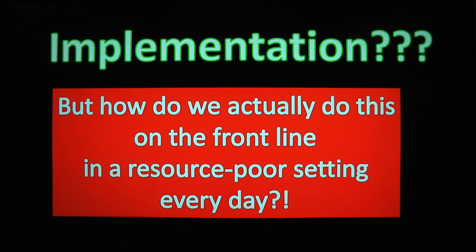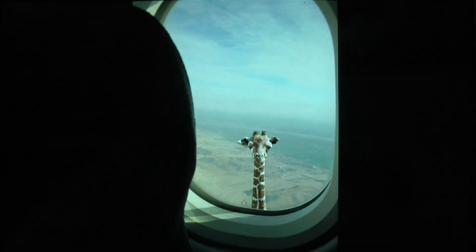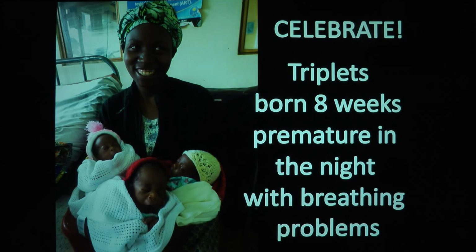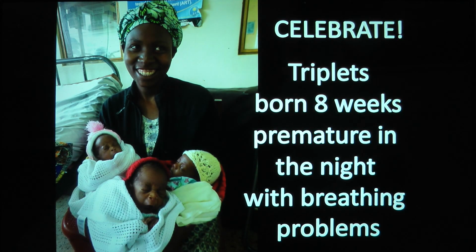Well, we're going to share some practical ideas, and I invite you to come with us to Africa. We fly down to Uganda. We travel down to southwest to Kisisi Hospital. And we're going to, first of all, celebrate where we've shown adaptability in caring for some of our patients. Here are triplets born at 32 weeks gestation in the middle of the night, all with breathing problems.